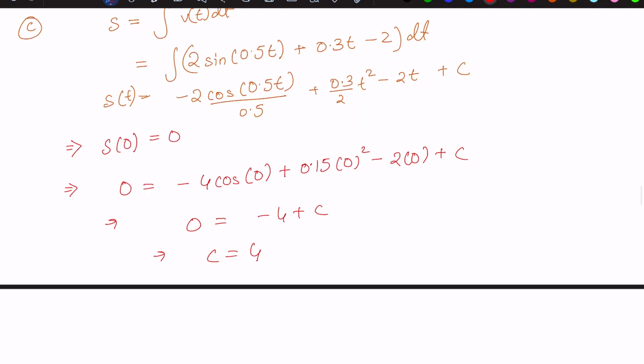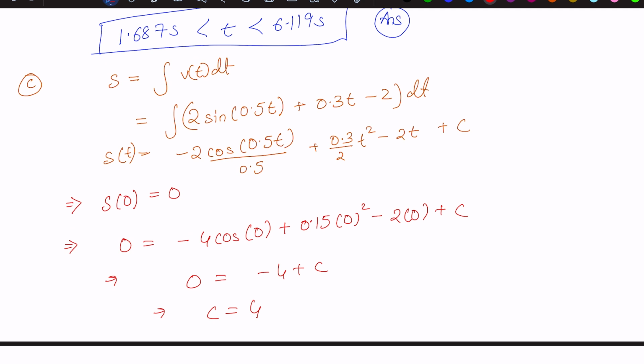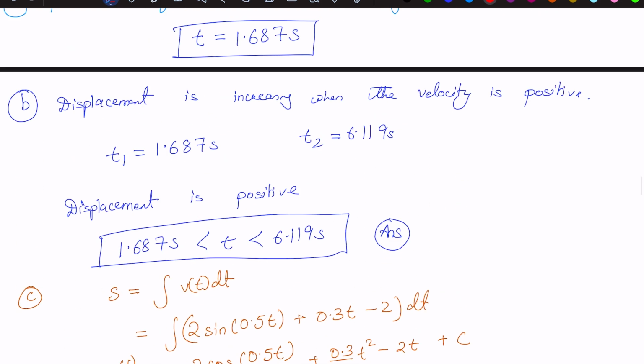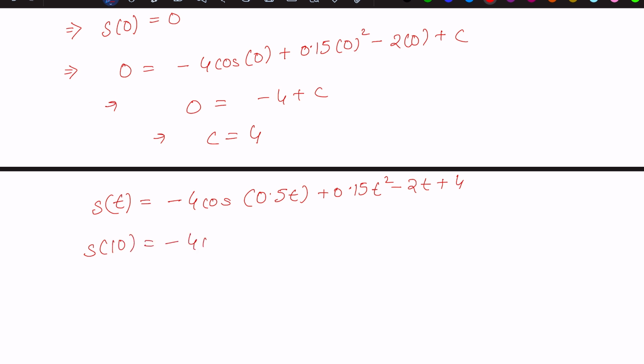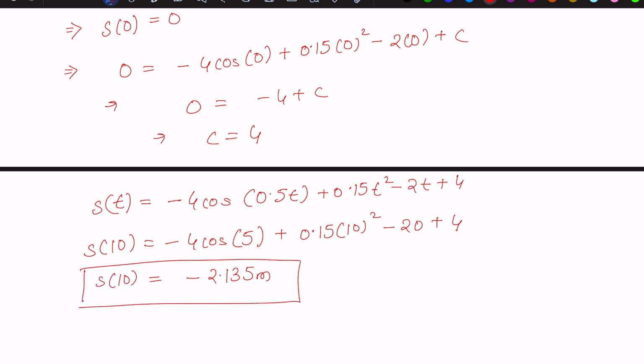Quickly add a page here. So your equation for displacement with respect to time would be minus 4 cos 0.5t plus 0.15 t squared minus 2t plus 4. Now we have to find the displacement at t equals 10 seconds. We have to find s of 10. Minus 4 cos 0.5 times 10 is 5, plus 0.15 times 10 squared, or let me just keep it like this, and 2 times 10 is 20. Now if I simplify this, at the end I'll get minus 2.135 meters. This is the displacement at 10 seconds, and this will be the answer to the last part of this question.